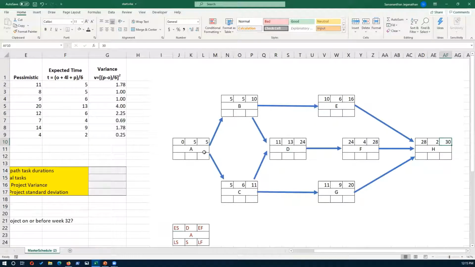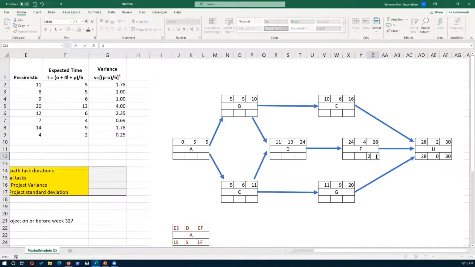Now, to find the critical path, you need to do a backward pass. So to do the backward pass, you just transfer the early finish time of the last task to the late finish time. So that's going to be 30. And then you work backwards. 30 minus the duration is going to be 28. So the slack, which is this one, is the difference between early start and late start, or early finish and late finish. So that's going to be 0.